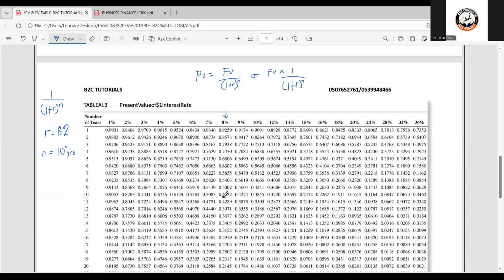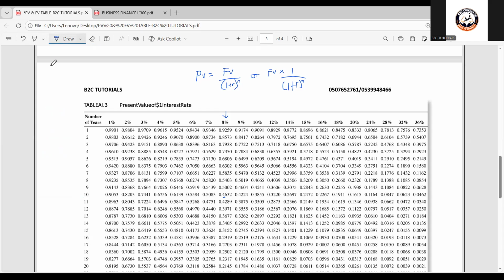And that is 0.4632. So the whole of 1 over 1 plus R raised to the power n is the one that we found. And then you just multiply that final answer by the future value. So let's take an example again. In this example, I'll be doing it on your extreme left.